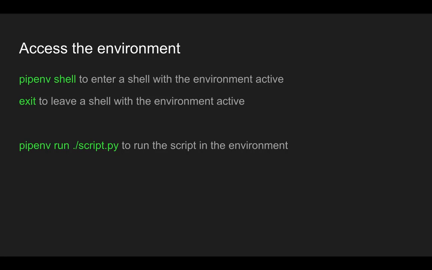You can also, if you want to just run a single command in that environment, and you don't necessarily want to drop into the shell, do pipenv run and then give the path to the script that you're wanting to run, and off it goes. So if you were trying to run a Flask server, you could just do pipenv run flask run, and off it goes.